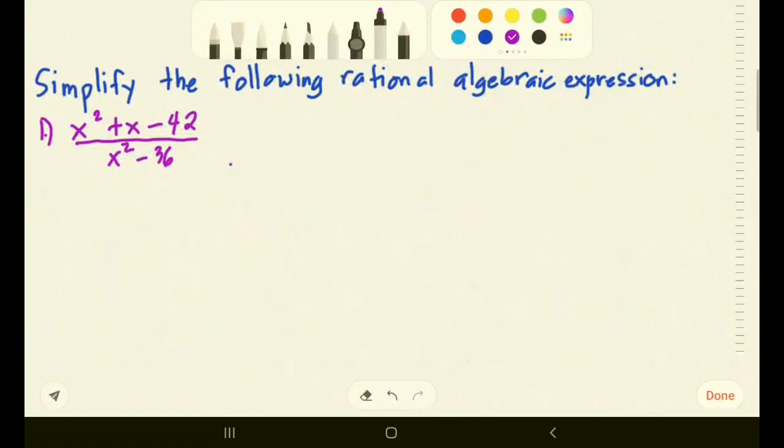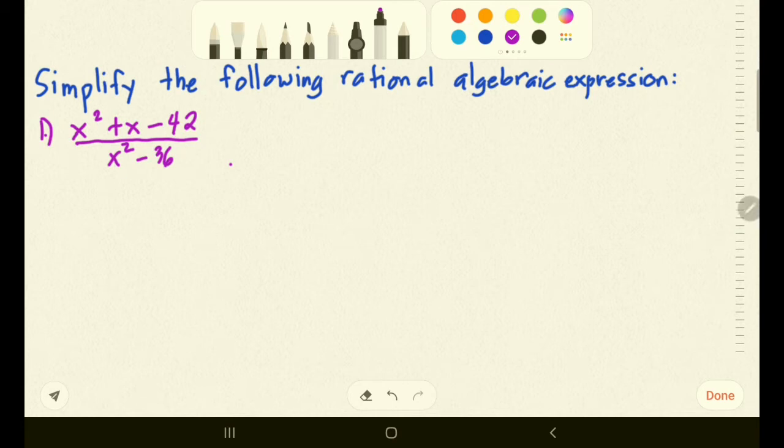Let's have more examples on how to simplify rational algebraic expressions. Okay, let's have here number 1. You have here x squared plus x minus 42 all over x squared minus 36. As you observe, the numerator is a trinomial, so definitely we could use factoring of trinomials.